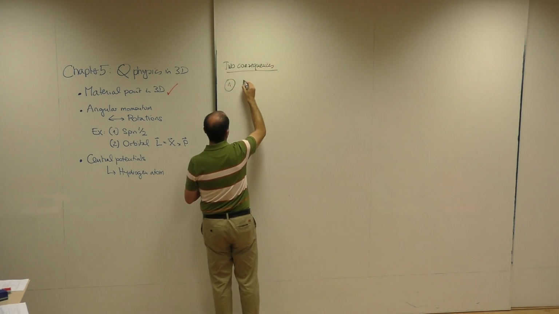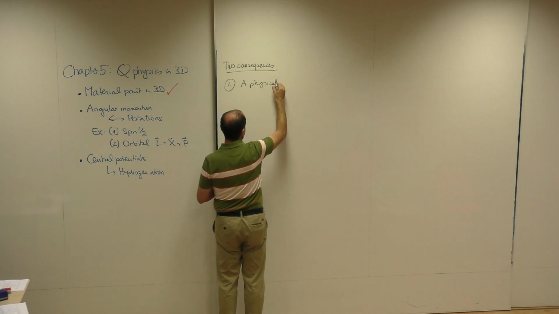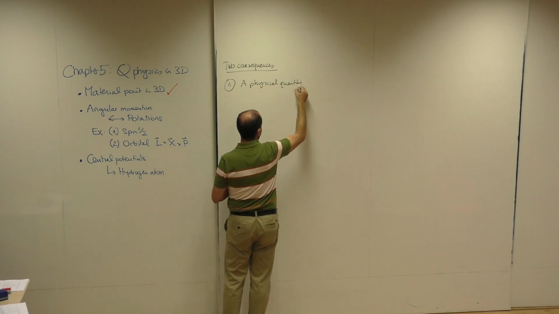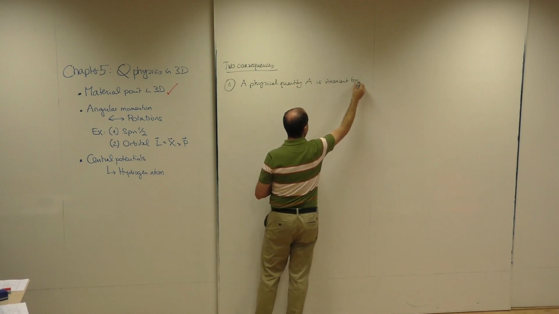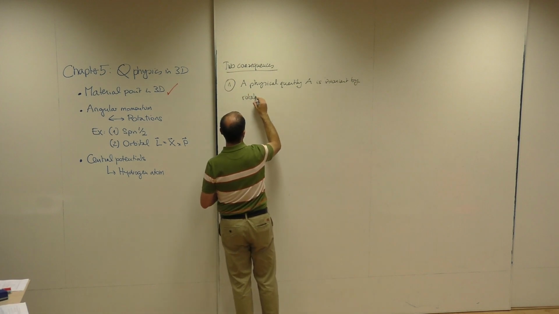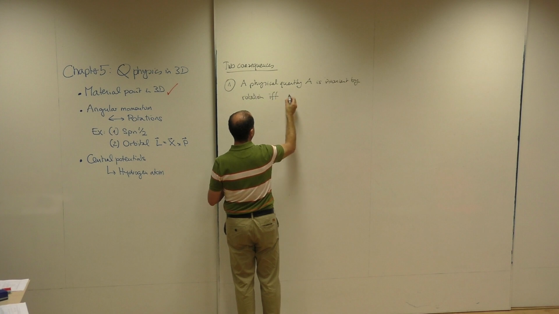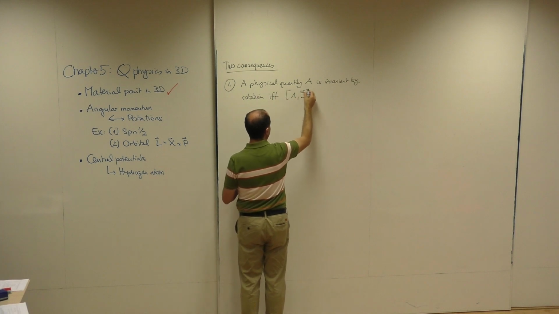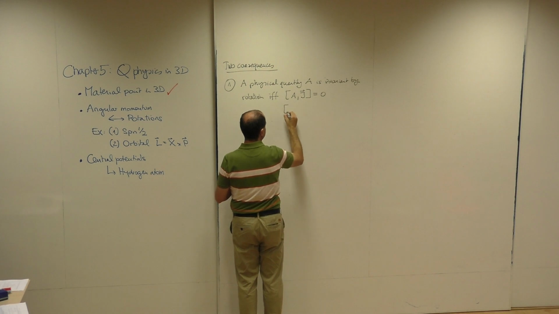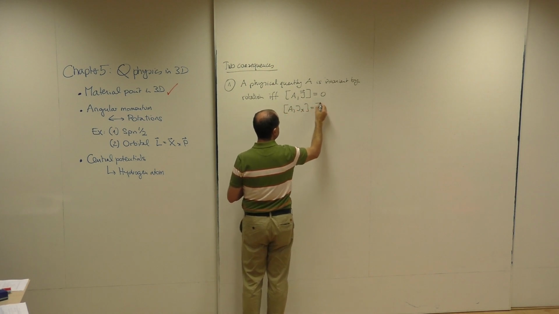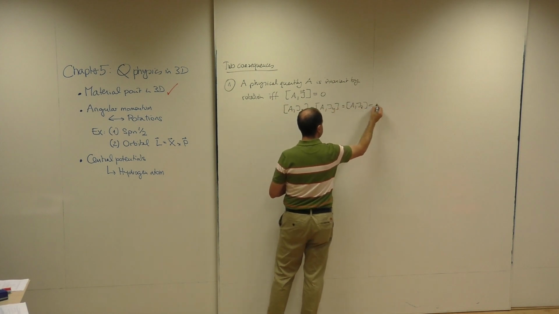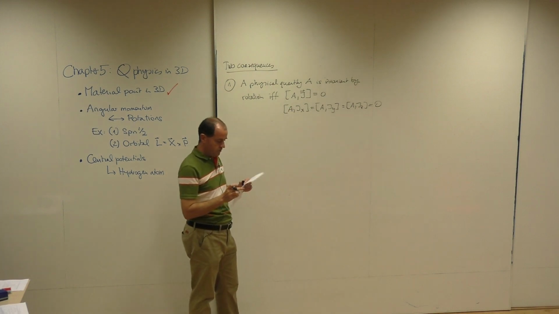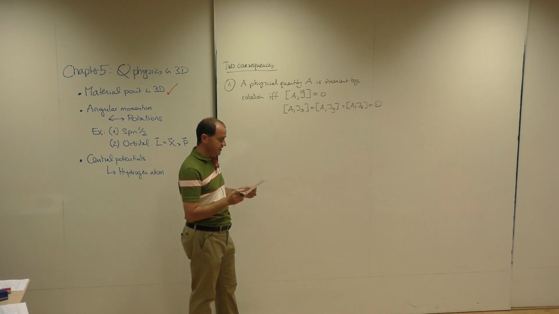So point one is that a physical quantity A is invariant by rotation if and only if A commutes with the whole of angular momentum. Well, this really means that A Jx is equal to A Jy is equal to A Jz is equal to 0. And the proof is a kind of thing.